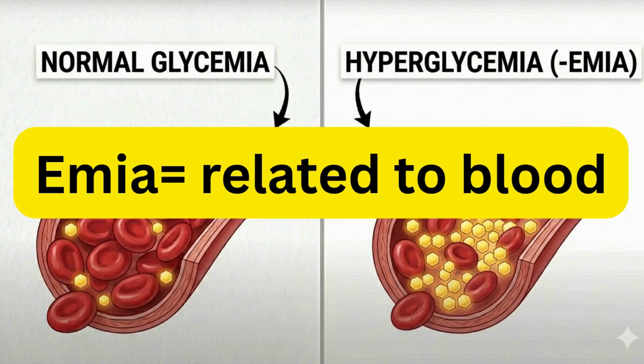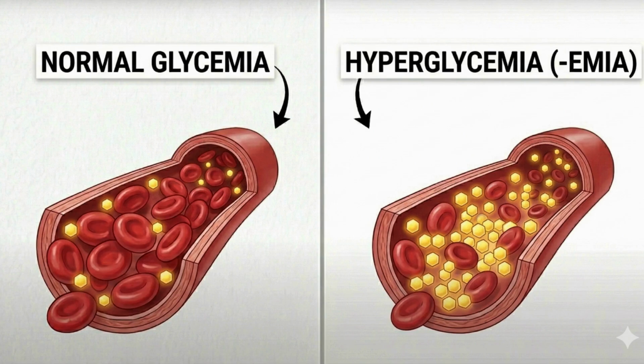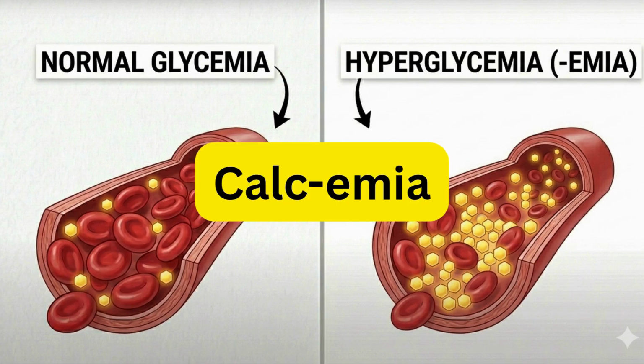Next, we have emia. Emia is a very common one. Emia means related to the blood. It is a blood condition. For example, if we want to say that there is sugar in the blood, we say glycemia. If you want to say that there is calcium in the blood, we say calcemia.